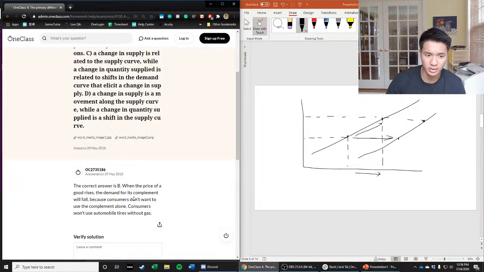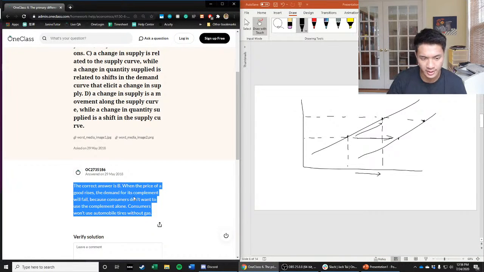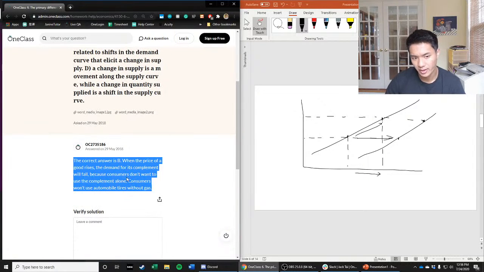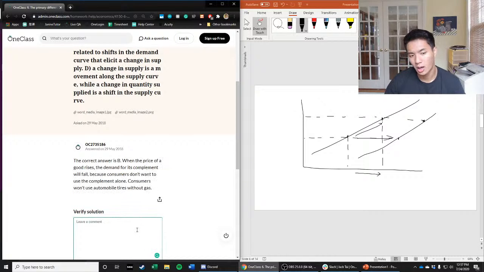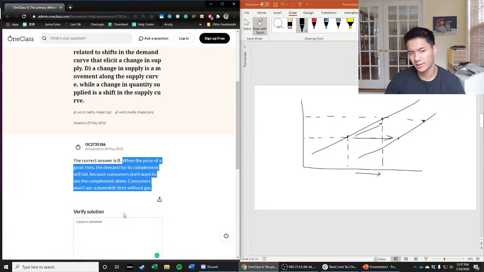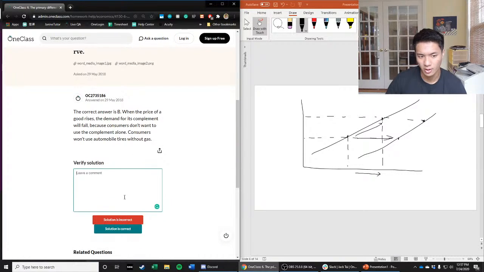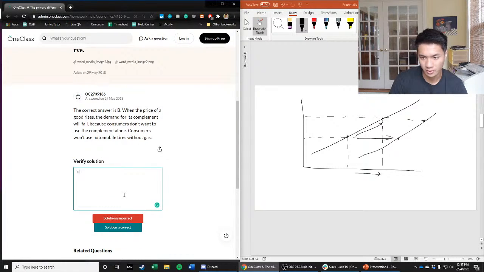And so next, the answer the previous tutor put is B. Let me review really quickly what B says. Both a change in quantity supplied and a change in supply are movements along the supply curve, only in different directions. And this explanation doesn't really fit. I think this is just a mismatched question. So we're going to say incorrect. The correct answer is A.